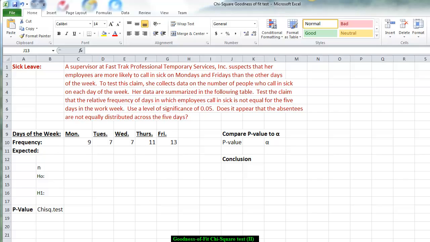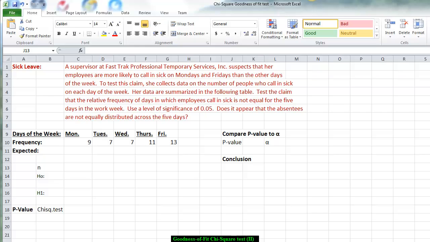For this particular chi-square test, we're going to work with a situation where the percent distribution is not given to us, and we can figure out exactly whether or not we're going to reject or not reject the null hypothesis based upon the information. So let's read the problem and see how we're going to set this up.